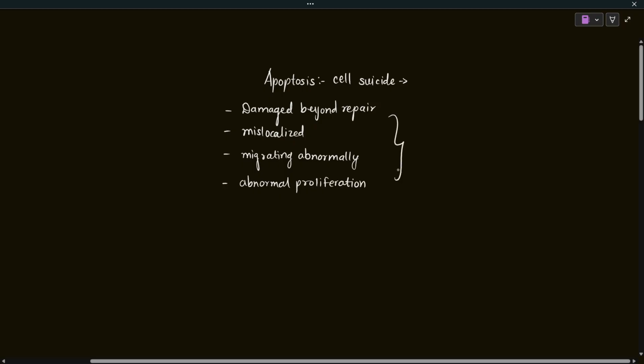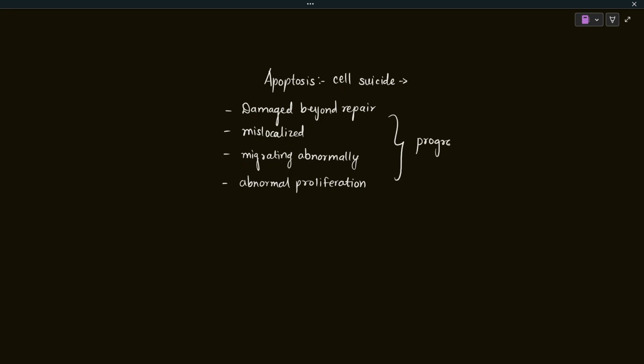Under all those circumstances, the cell decides that it should kill itself, because DNA damage which can't be repaired, or abnormal migration or abnormal proliferation, can cause problems in the tissue. So for maintaining cellular homeostasis, the cell takes the decision to kill itself, to commit suicide, and that is what we call apoptosis. It is a very regulated pathway, and that is why it is programmed, and that is why it is known as programmed cell death.